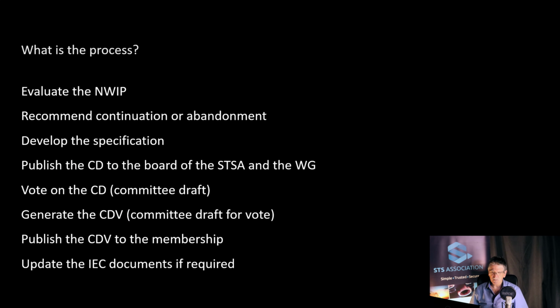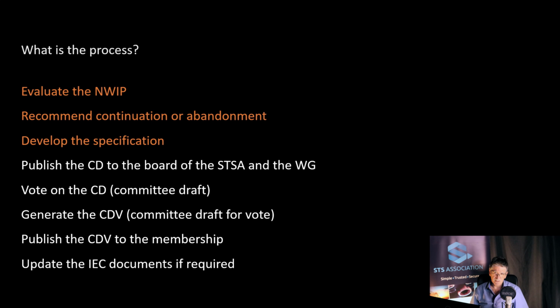What is the process? Number one, evaluate the NWIP. Recommend continuation or abandonment of the NWIP. Sometimes we may find that it's just not in our best interest to carry on with this new work item proposal because it technically doesn't make sense, or it's not part of the STS, shall I say, the STS involvement in the marketplace, in which case we don't even carry on with it.